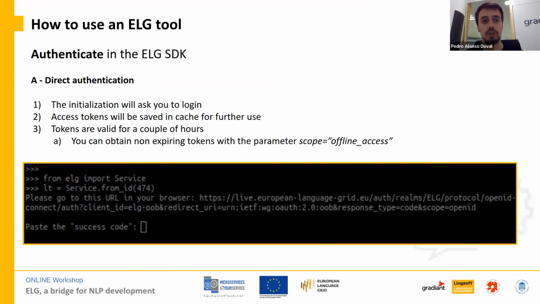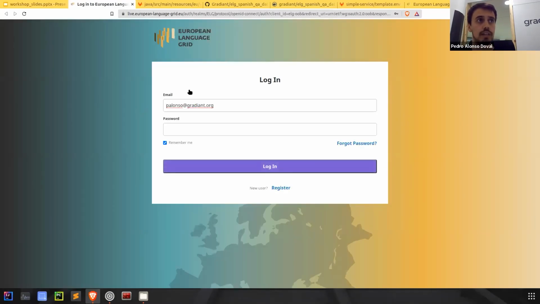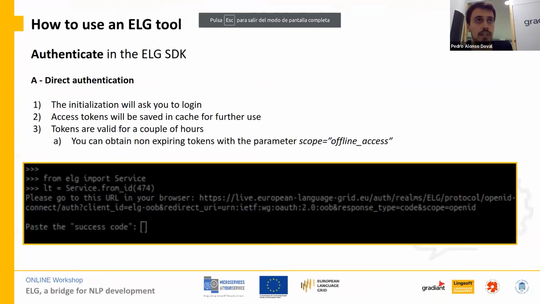First of all, once we know which tool we are going to use, we have to authenticate in the ELG. For this, we have some options. First one is direct authentication. So when we want to use a service, we have to instantiate this service, in this case, the service with the ID 474, and it will ask us to introduce a code for authentication that we can find in the link that it shows. We have to log in here, and if we log in, it will show us a code that we have just to paste it here, and we can use the tool because we are authenticated.